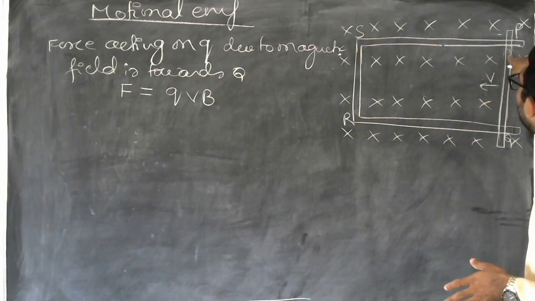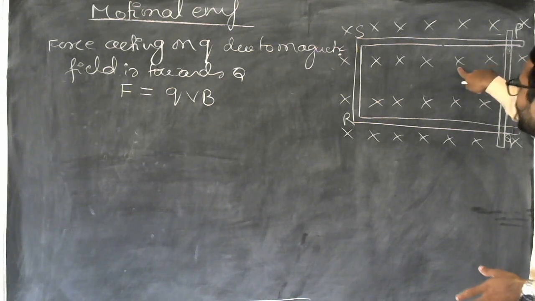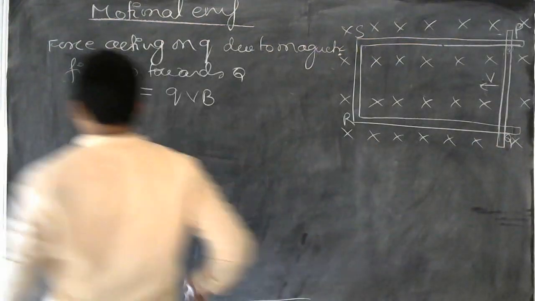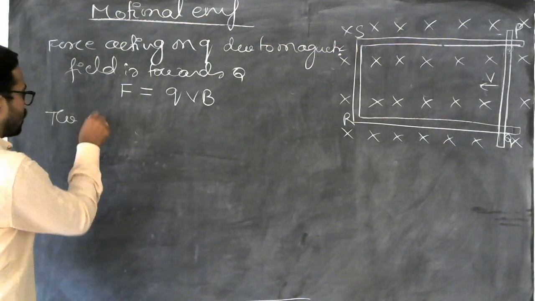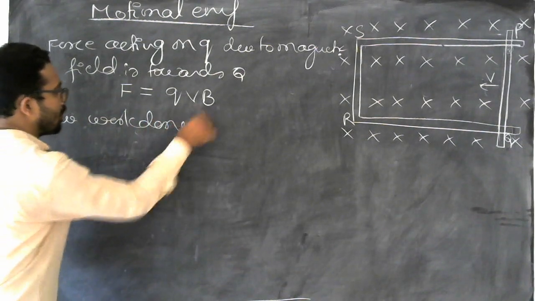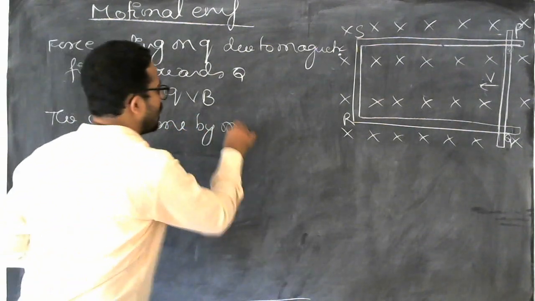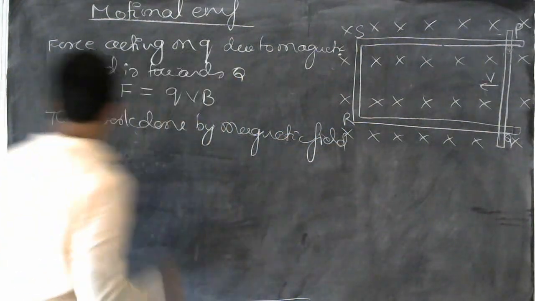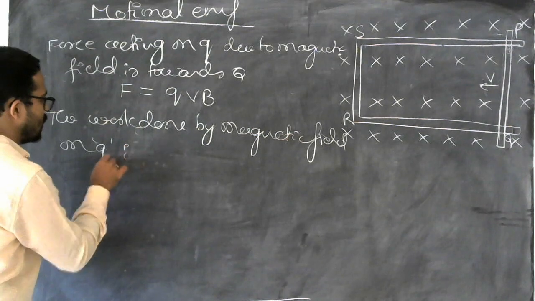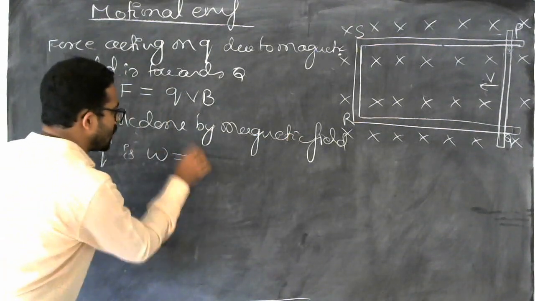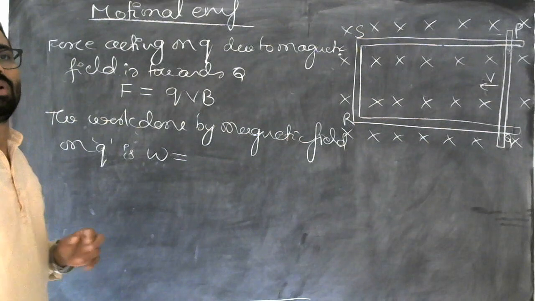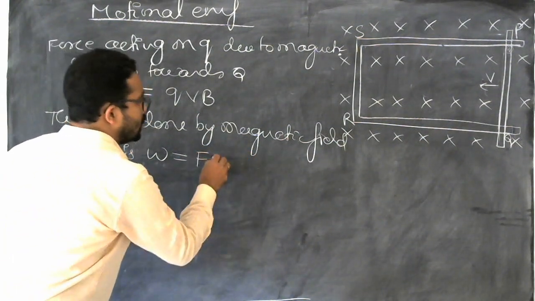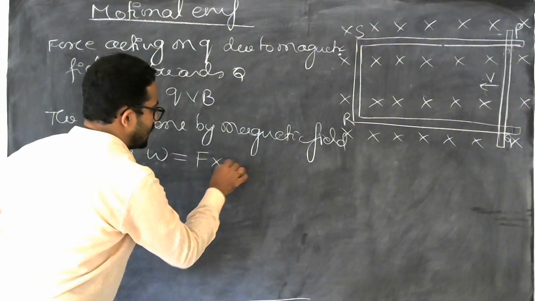There is a force on this charged particle because of this magnetic field. That is why this magnetic field will do some work. So let's find the work done. Work done by the magnetic field on q: W is equal to, how to find W? W is equal to force into displacement.